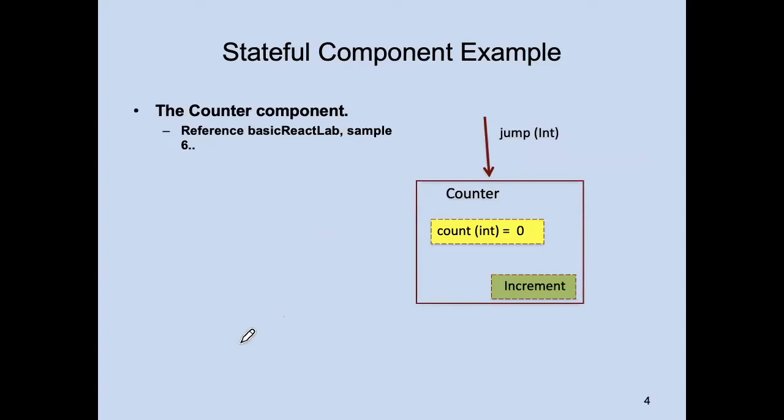Let's look at the kind of 101 example. On the right, I'm showing you by way of a diagram this very simple component that I've developed, and we'll look at the code. What I'm trying to get across here is that the component has a state variable of type integer, and its initial value we want to set to 0. This component expects a prop, which I've called jump, which is also going to be an integer value. The component is going to have a button that allows the user to interact with it. And what we want to happen is every time the user clicks the button, we want the state variable to be incremented by whatever the value of jump is.